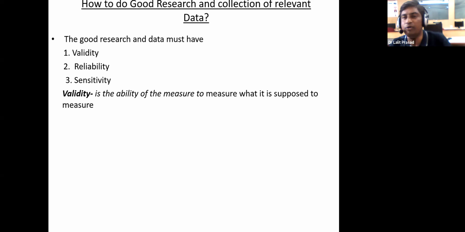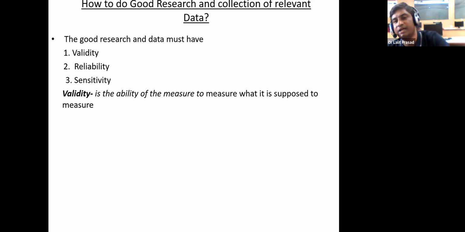It means you cannot incorporate family support in your job satisfaction measure. We are talking about job satisfaction in the organization. What is happening in your family isn't required in this research. So that's why I'm saying you should not over measure, you should not under measure. You have to measure what it is supposed to measure.